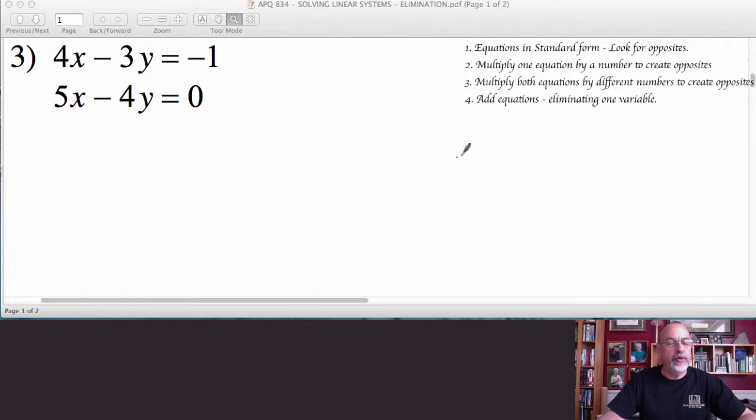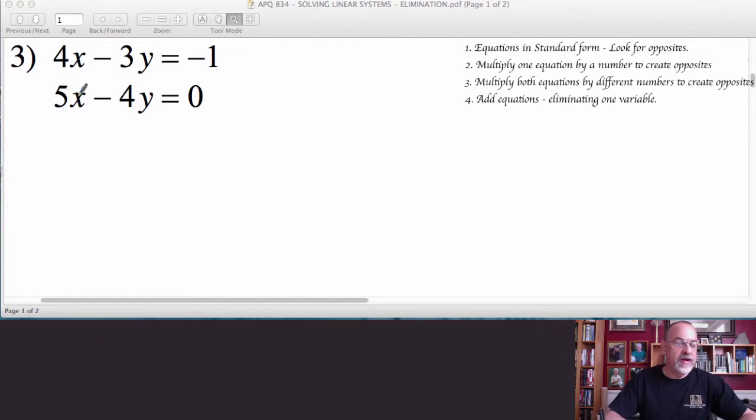Okay, looking at number 3 on the worksheet, again we want to go through our steps. We look for equations in standard form. They are. We look for opposites. The x coefficients are not opposites. The y coefficients are not opposites. We look to multiply one equation to create opposites. I cannot multiply 4 by an integer and get 5, and I cannot multiply 5 by an integer to get 4. Same thing for the y values, so I'm going to have to multiply both equations by different numbers in order to create these opposites.